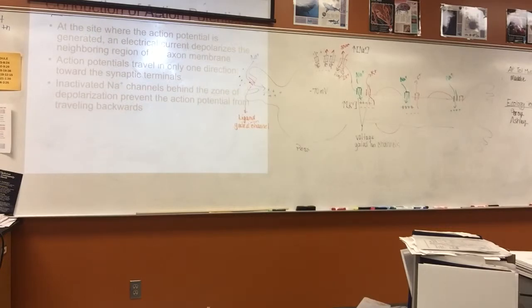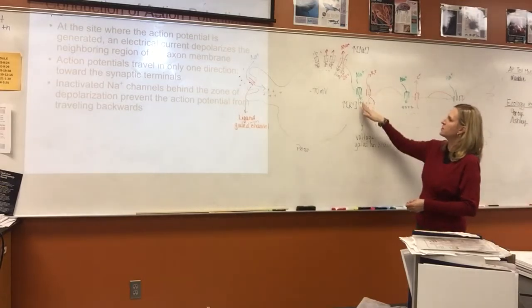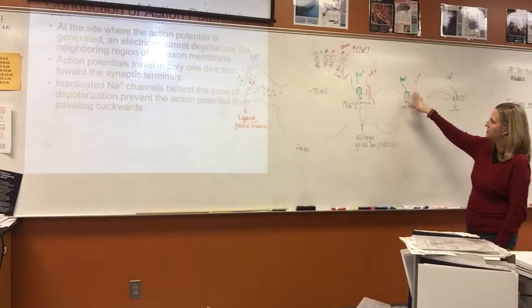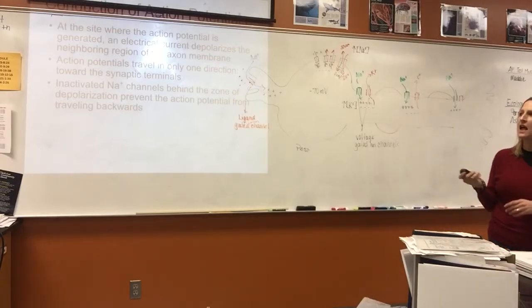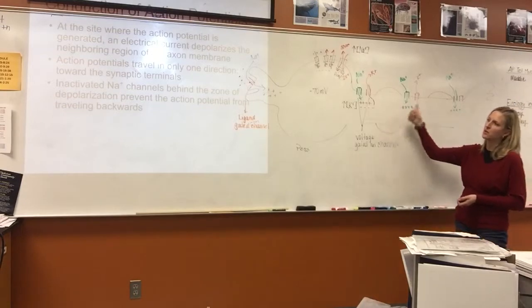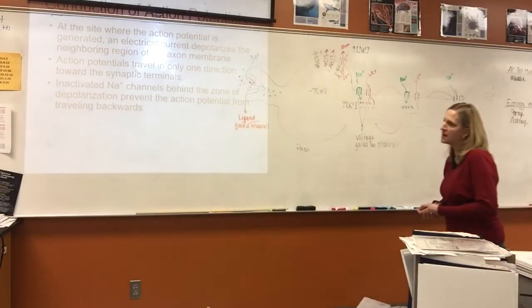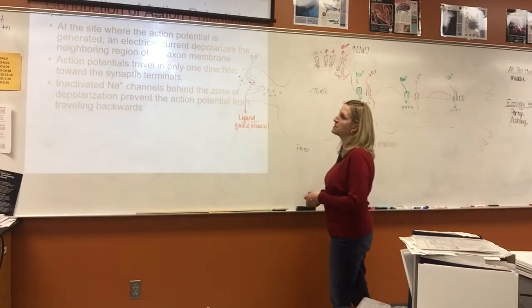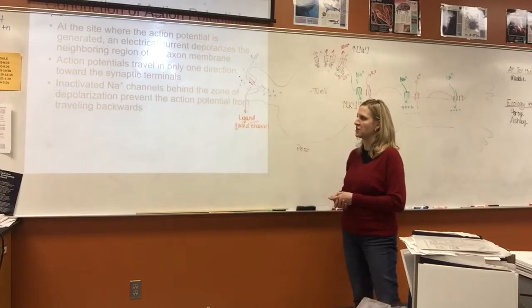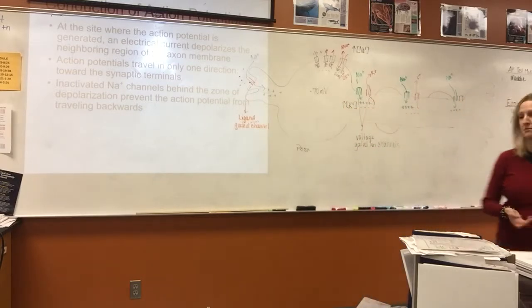All right, so let's look at the conduction of the action potential. At the site where the action potential is generated, an electrical current depolarizes the neighboring region of the axon membrane. So it becomes depolarized, and then the next neighboring region also becomes depolarized. Action potentials travel only in one direction, towards the synaptic terminals. And this third bullet talks about why. Inactivated sodium channels behind the zone of depolarization prevent the action potential from traveling backwards.